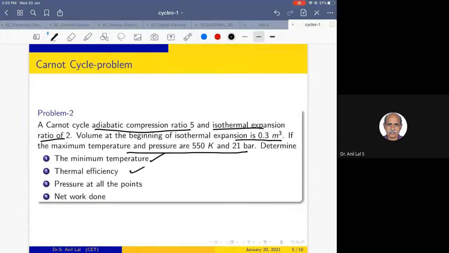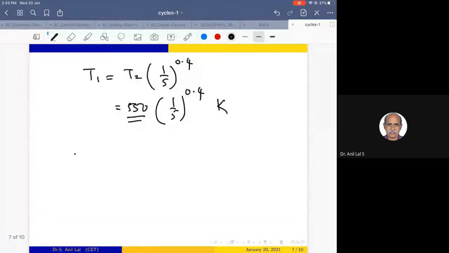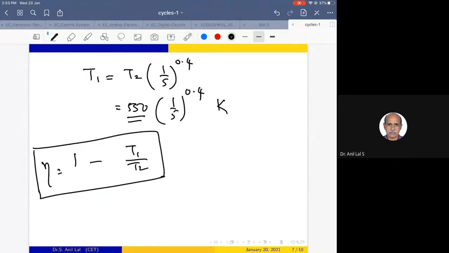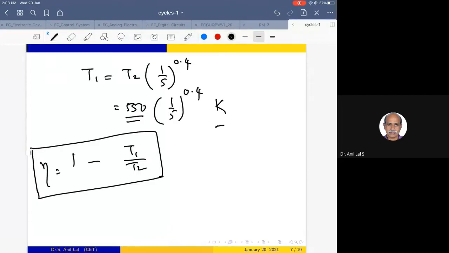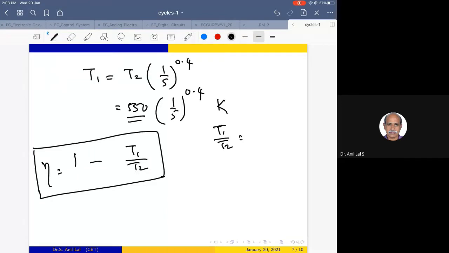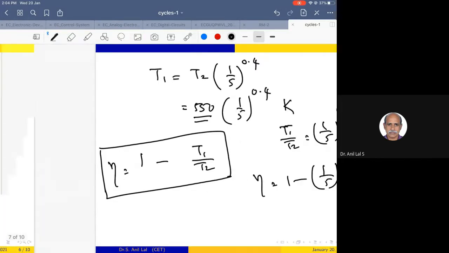So what is the thermal efficiency then? Thermal efficiency is then 1 minus T1 by T2. This is the thermal efficiency of the cycle. You can find it. So T1 is this, and what is T2? T2 is 550. So T1 by T2 is 550 into this divided by 550, 1 by 5 raised to 0.4. What is eta? It is 1 minus 1 by 5 raised to 0.4. You can use your calculator and find out the thermal efficiency of the Carnot cycle.